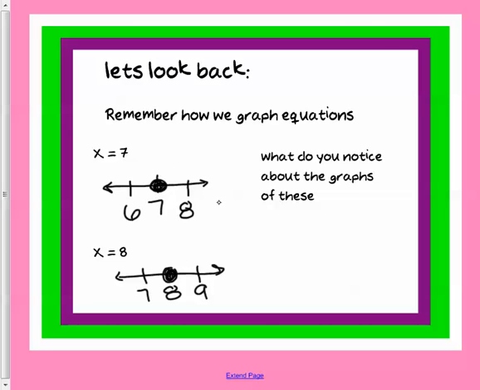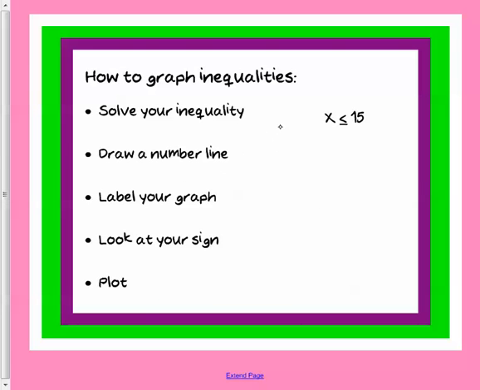So let's first remember how we graphed equations. Remember, we used a solid dot to show this was 7 and this was 8. So when we're looking at equal to's, it's always a solid dot. Okay, I want you to keep that in mind. So when we graph inequalities, in this case, x was less than or equal to 15. So x could be 15, right?